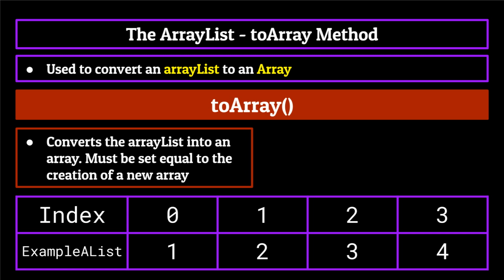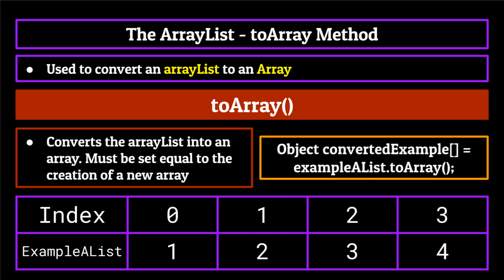Now, for this to work, of course, you need to set it to be equal to the creation of a new array, like shown on your screen now. But if it is done correctly, you'll end up with a brand new array which contains all of the contents that used to be in the old array list. You may notice though that instead of an array of integers, it's actually an array of objects. This mostly has to do with that object-oriented programming stuff we talked about in the beginning, but for now it won't make too much of a difference.